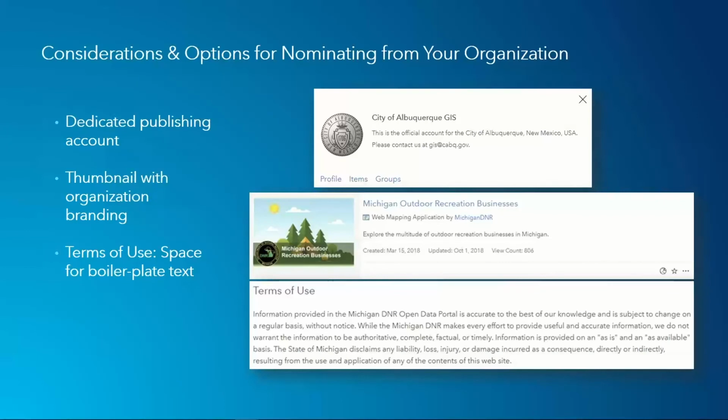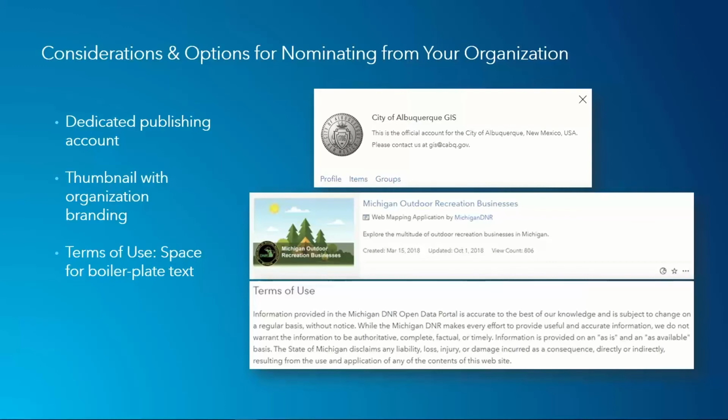So we wanted to talk about some considerations and options when you're nominating things from your organization. Rather than it being an individual user, create a dedicated publishing account, something that is headless, that represents your organization, not an individual person. So for example, in the screenshot, the City of Albuquerque GIS department. Make sure you've got a good thumbnail with your organizational branding on it. And make use of the terms of use space to put in boilerplate text on your items. So if you've got boilerplate legal text that needs to go along with your data, that's a place where you can add it.